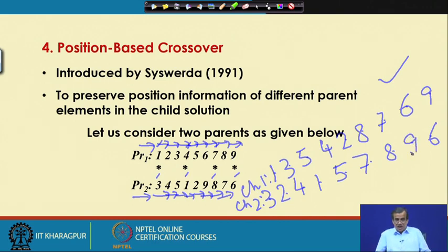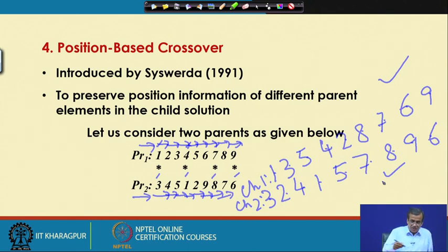Now, let me check whether I have considered all the cities only once: 1, 2, 3, 4, 5, 6, 7, 8, 9. So, this is actually a valid child. Using the principle of this position based crossover, we can find out 2 valid children starting from the 2 parents.